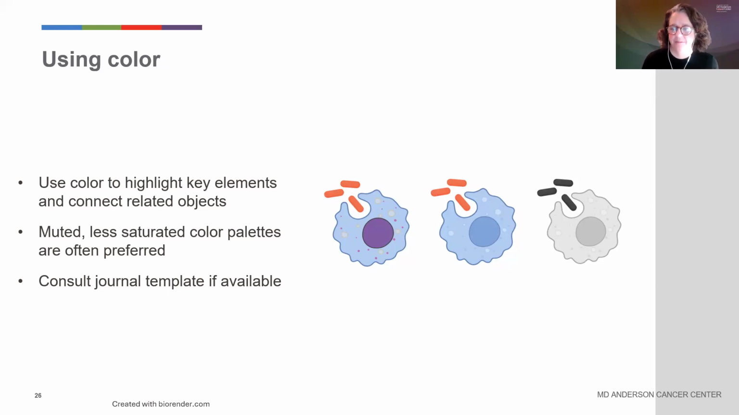Again, consult your journal template when it comes to color. Some journals use super bright, eye-popping color, really attention grabbing. So, if that's what they use, then that's what they use and ignore this.